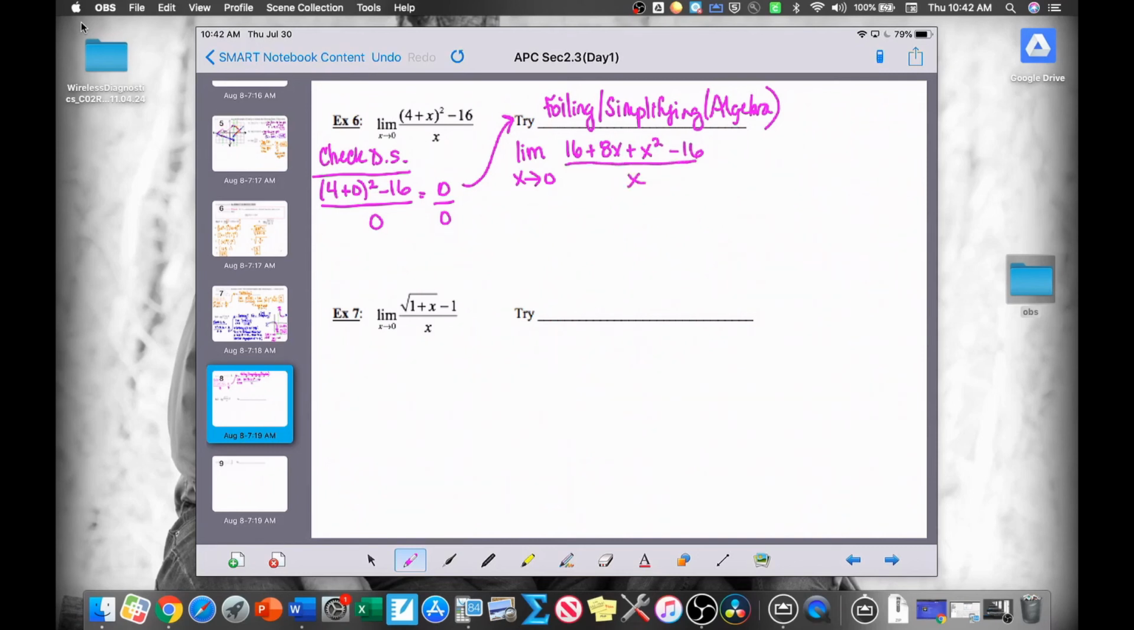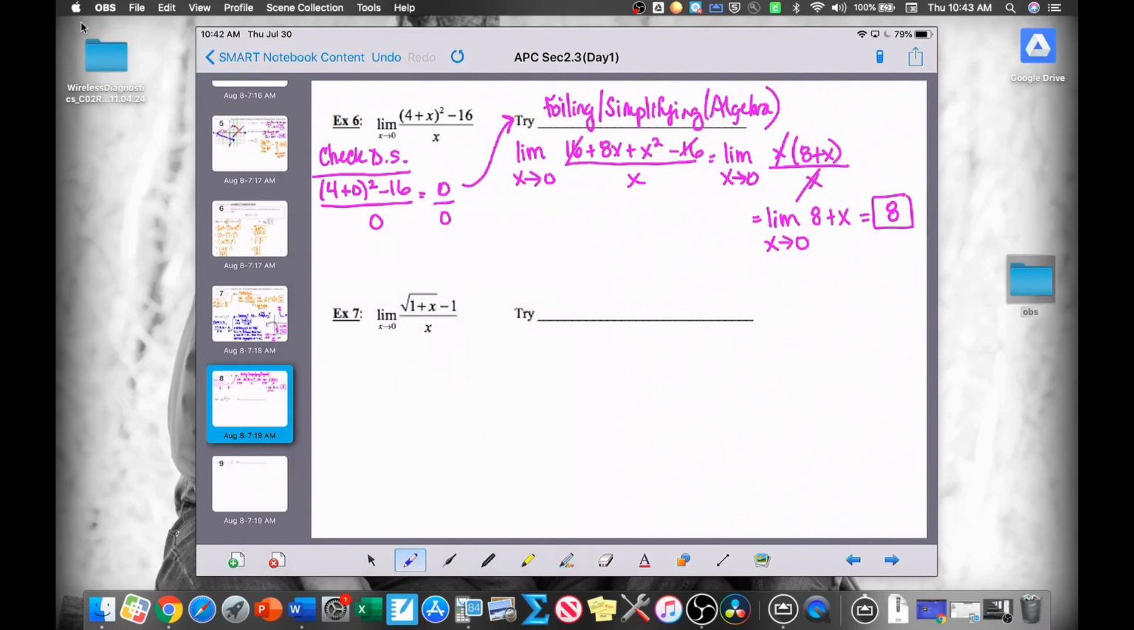Now I can reduce some terms in my numerator. The 16 and the negative 16 cancel out, and then I can actually factor out an x from the 8x and the x squared terms, and if I factor out an x, then I have 8 plus x times x over x, but now I can cross out that x. And then when I do that, that takes care of the problem that I was having before with the 0 over 0. Now this is just the limit as x approaches 0 of 8 plus x, which when x is 0 is just 8. So the answer to example 6 is 8.